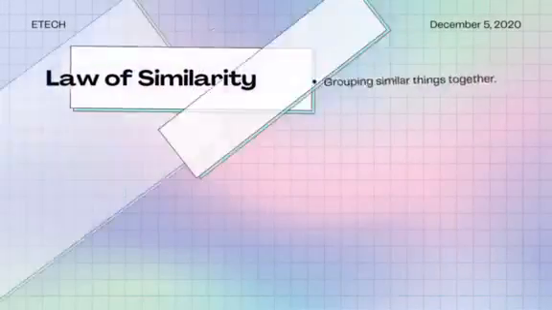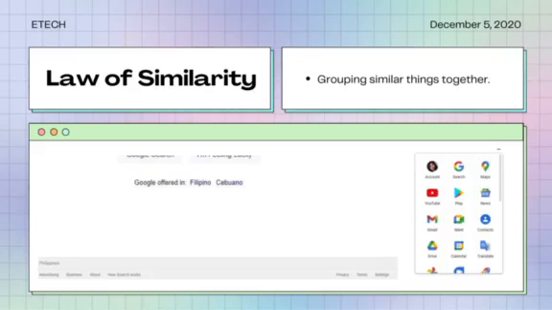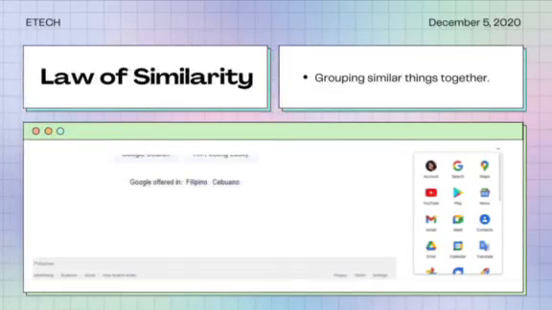Law of similarity. The law of similarity states grouping similar things together, that can be shapes, colors, or other qualities. Under the law of similarity, there is an image of the Google website where you can notice that the words Filipino and Cebuano have the same font style, color, and size. They are beside each other because they are both languages.